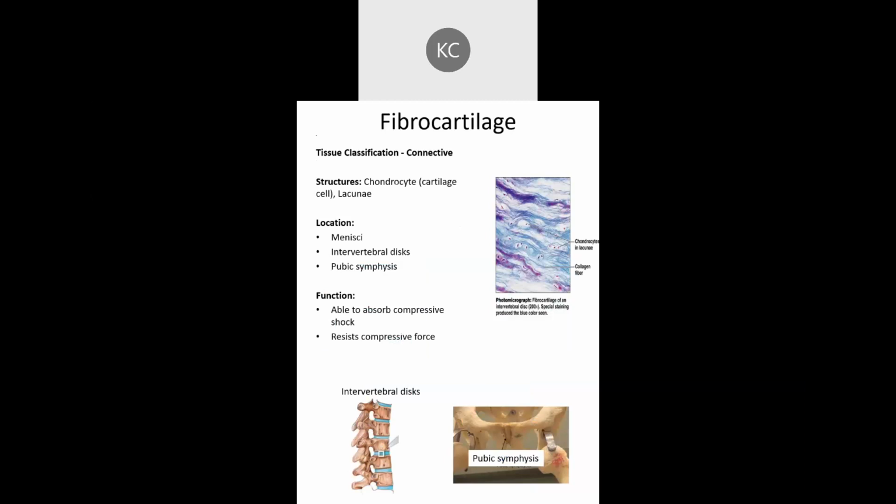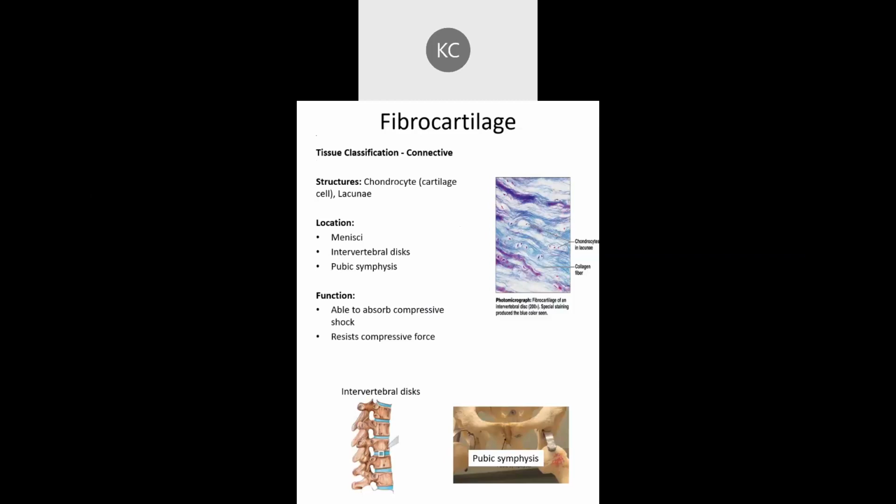So whenever we're walking and we're jumping and we're running and we're doing different physical activities, our spine and our vertebral column is needing to bear that weight. And one of the ways that we're able to bear that weight and absorb some of that shock and absorb some of that compression is through this fibrocartilage we have here.